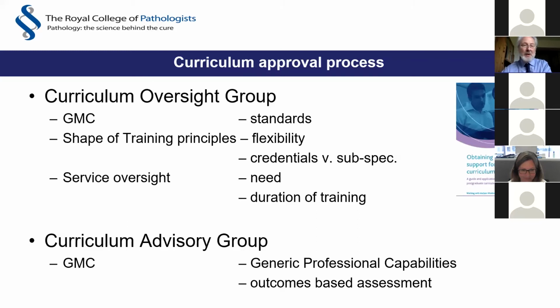So the curriculum oversight group would confirm a need for the curriculum, and the idea was that the college would then develop the detailed curriculum, and this would be assessed by the curriculum advisory group, which was run by the GMC and was basically assessing the standards of assessment.